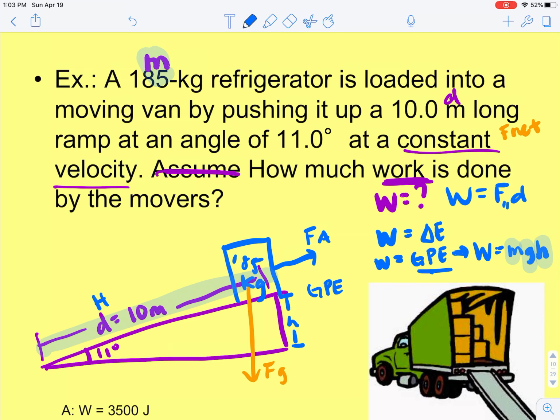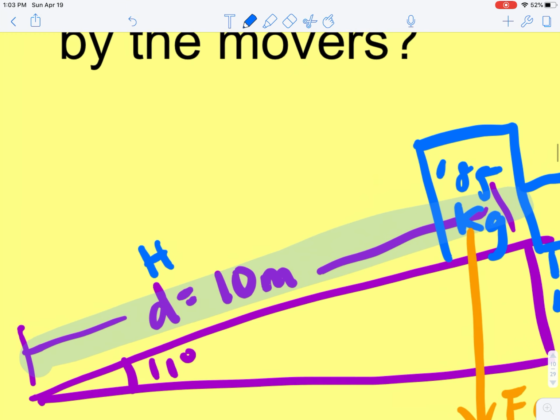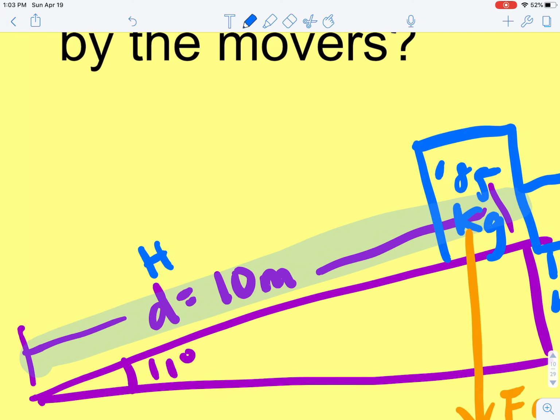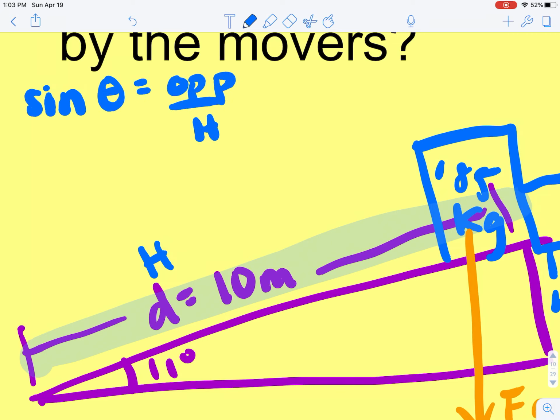And I can actually calculate the height fairly easily. Since I know the hypotenuse of the triangle is actually this distance, this side of the triangle, I can calculate the height, which is the opposite side of the triangle. So I'm going to go back to trig, everyone's favorite. I'm going to use sine since I know the hypotenuse, and I'm looking for the opposite side. So sine of theta equals opposite over hypotenuse.